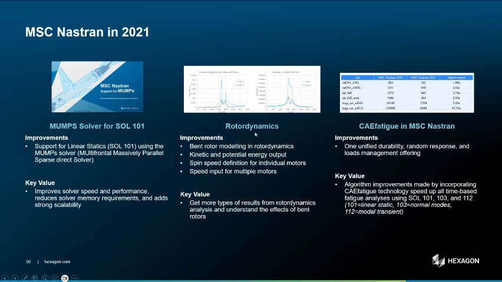In rotordynamics, there are some features that were added. You can model bent rotors. You can get additional output. You can change spin speeds or specify different speeds for different motors or rotors, and those motors and rotors are the same thing. Okay, and then CA fatigue was added to Nastran, or at least improved. They made it a bit easier to set up and made algorithm improvements by incorporating this. So it effectively runs fast. That's one of the most important bits for that specific version. It was already available before this. I can't remember when exactly it was added.